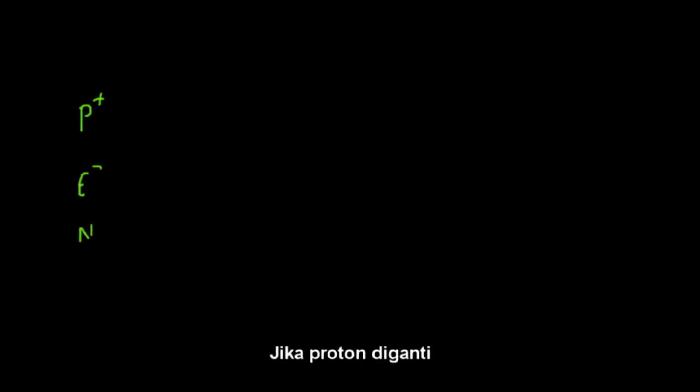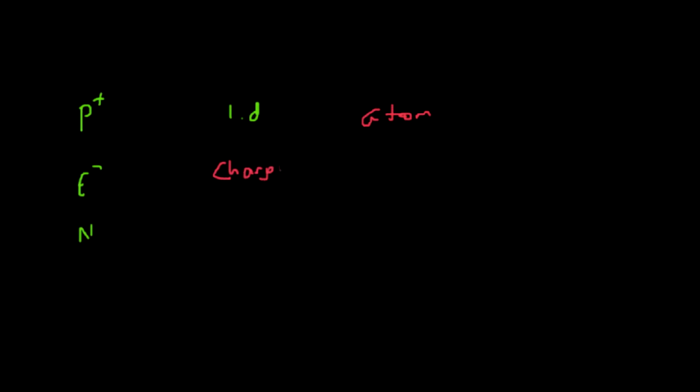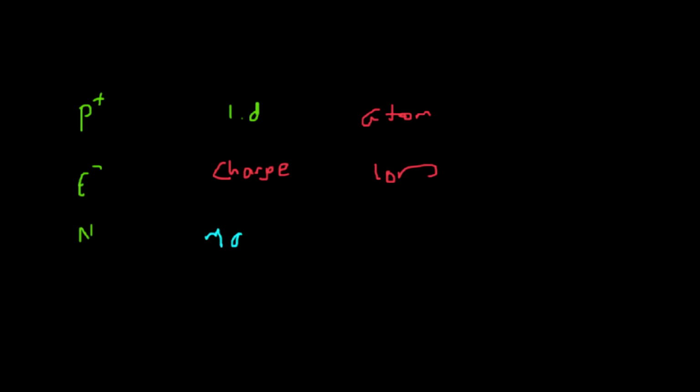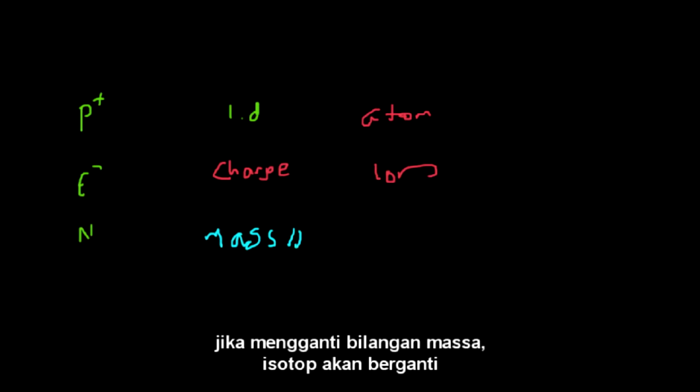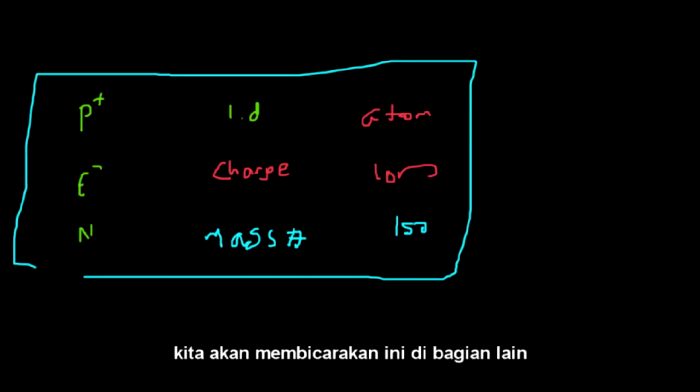If you change the protons, it affects the identity, and it will result in a different atom. And if you change the electrons, you change the charge, and then the result would be a different ion. And if you change the neutrons, it will affect the mass number, and definitely it will result in a different isotope. We'll talk about this later on in this video.